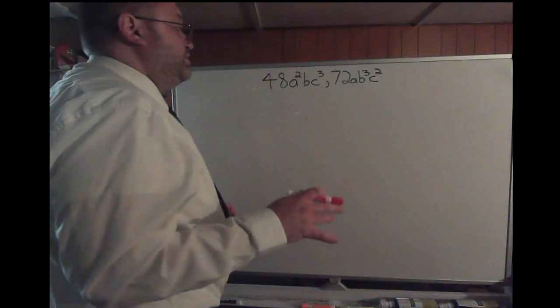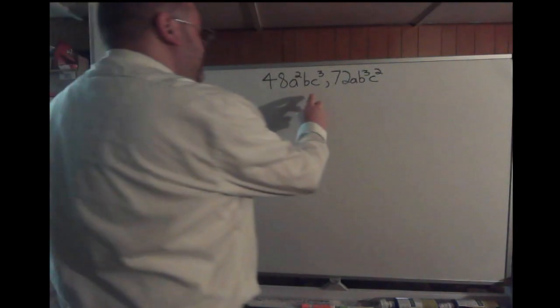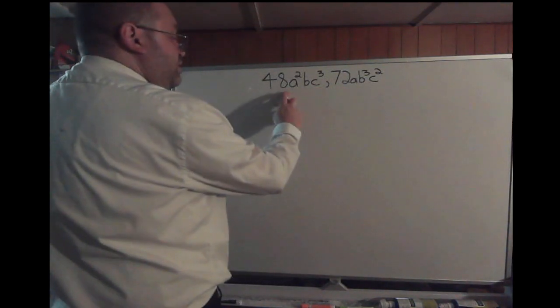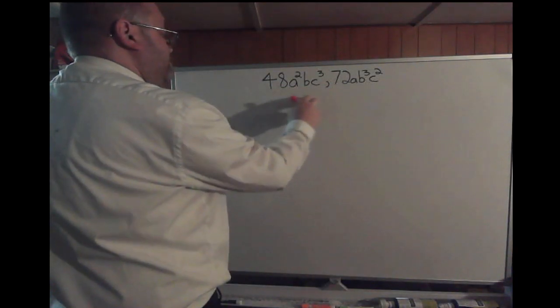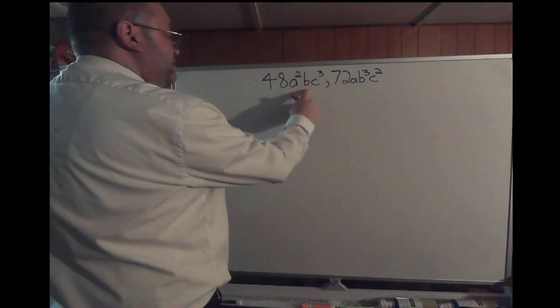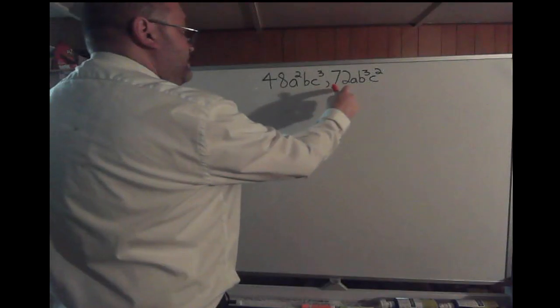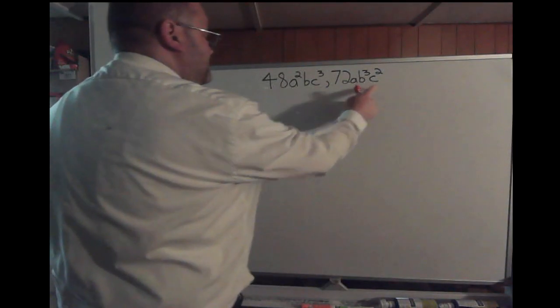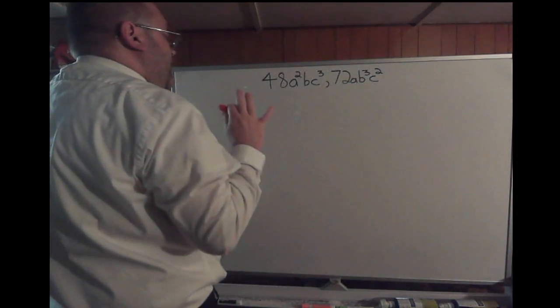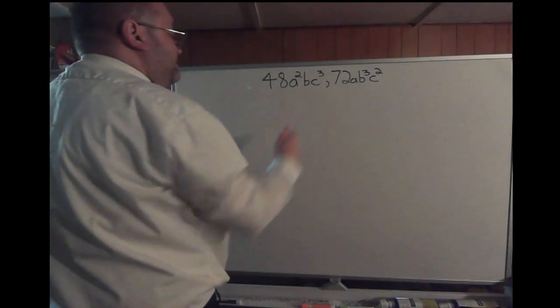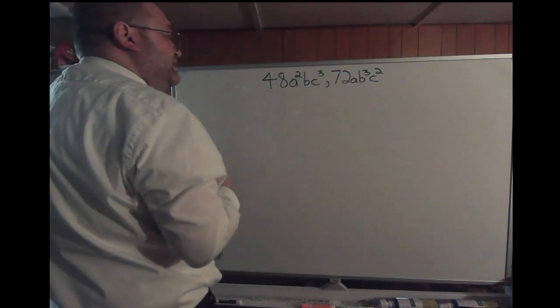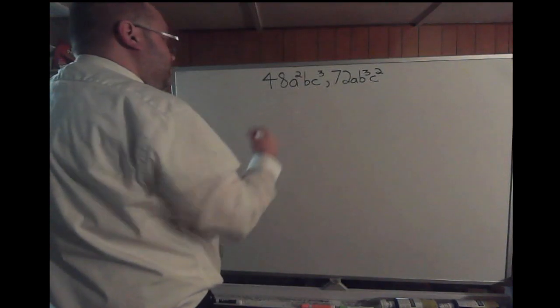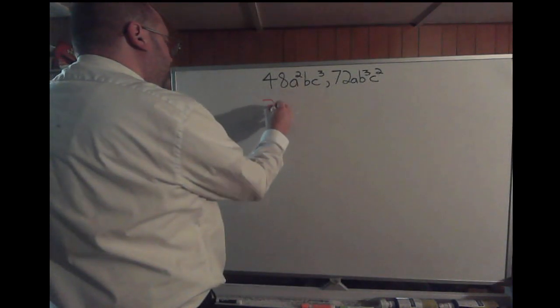First thing I would do, take your constants, take your 48 and 72, or your coefficients, excuse me. Take your coefficients of each expression. We have 48a squared b c cubed, then we have 72a b cubed c squared. I would look at your 48 and 72 first. What is the greatest common factor of 48 and 72? That's going to be 24, because 24 goes into each of them.